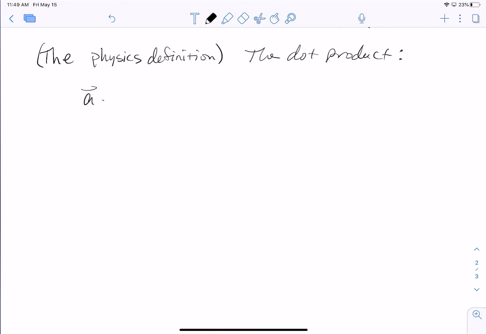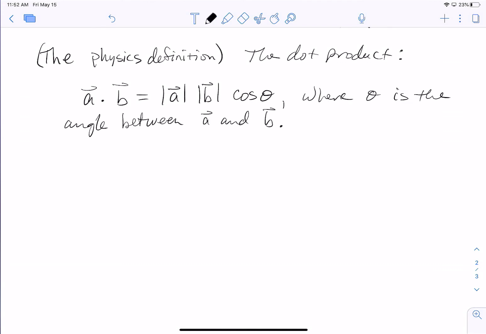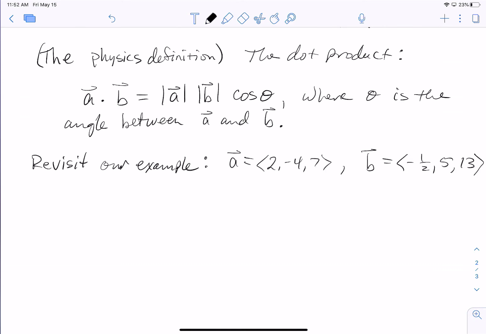We've seen the math definition, now we're going to see the physics definition. Physicists define the dot product to be A dot B is equal to the magnitude of A times the magnitude of B times the cosine of the angle between them, so cosine of theta. To see this in action, we're going to revisit our example. We had A was 2, -4, 7, and B was -1/2, 5, 13.